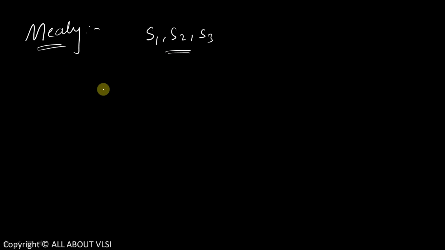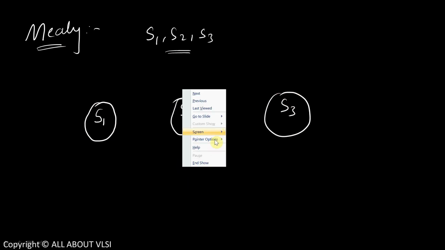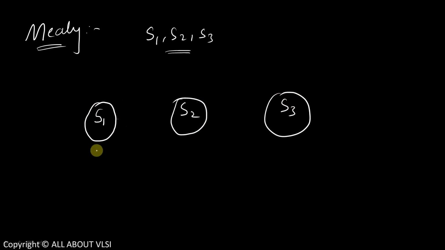Now let us see the state diagrams of Mealy FSM and Moore FSM. First, how to represent the Mealy FSM state diagram. It will look like this. Suppose there are three states S1, S2 and S3, and if we want to represent the states using Mealy FSM, then it will look like this. This S1, S2, S3 are your present states.